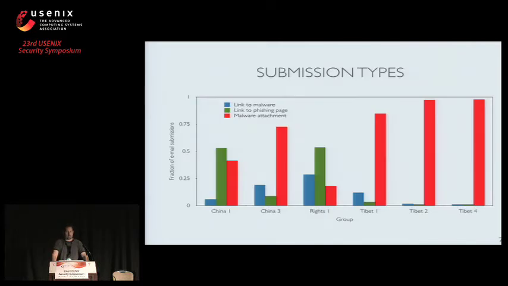And these are those organizations with their submissions split down into types. So whether it's a malware attachment, those are the red bars, those are the predominant ones in most of the cases, but we are also looking at phishing attempts and links to malware hosted elsewhere. So you can see with the Tibetan groups, it is almost exclusively malware attachments, and the other groups have a different combination of the attacks with more phishing involved as well.